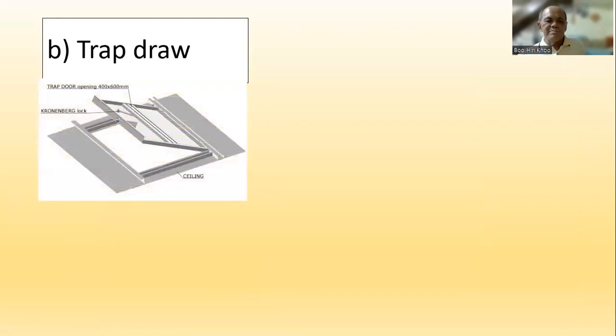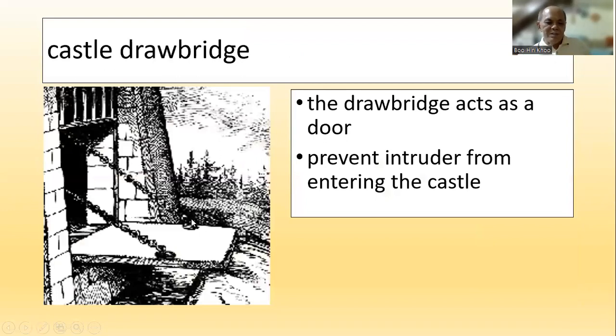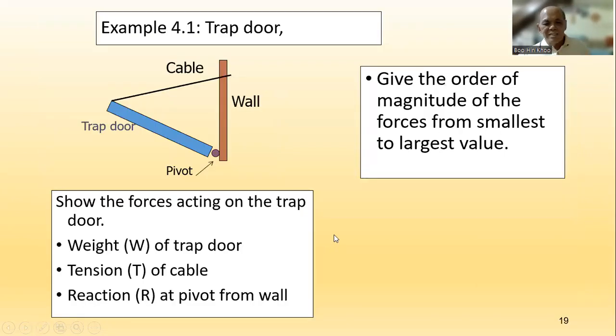Right? There's a trapdoor. It can be at the ceiling, or it can be somewhere far away from your house. Right? A drawbridge is also a trapdoor. Drawbridge acts as a door, prevent intruder from entering the castle. And there's a trapdoor. Show the forces acting on the trapdoor, the weight of the trapdoor, tension of the cable, reaction force at the pivot from the wall. Give the order and magnitude of the forces from the smallest to the largest value.